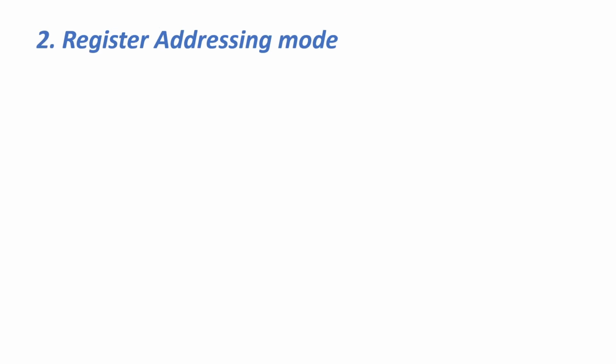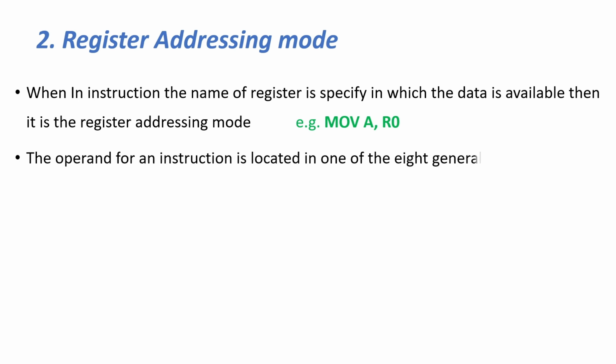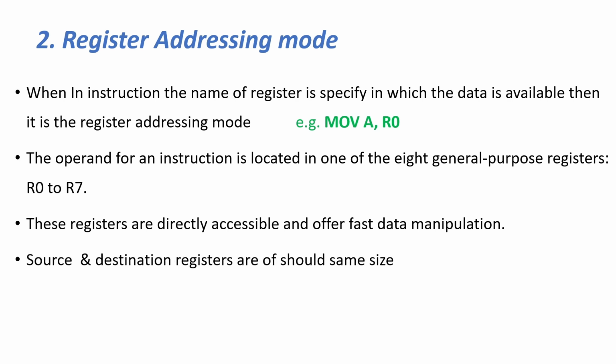The next is register addressing mode. When in the instruction, the name of the register where the data is available is directly given, then it is the register addressing mode. For example, MOV A, R0. The operand for an instruction is located in one of the 8 general purpose registers R0 to R7 or the accumulator. These registers are directly accessible and offer fast data manipulation. Source and destination registers should be the same size.